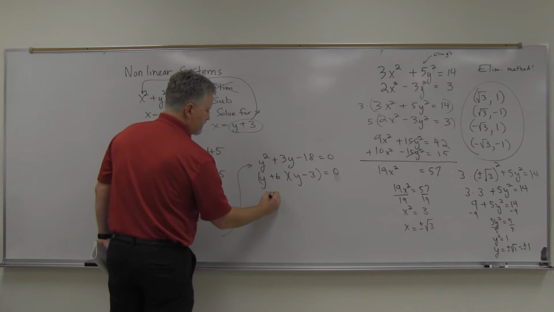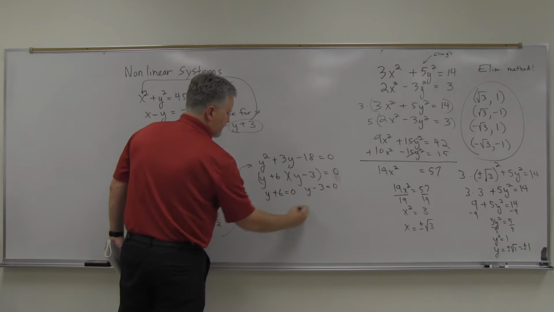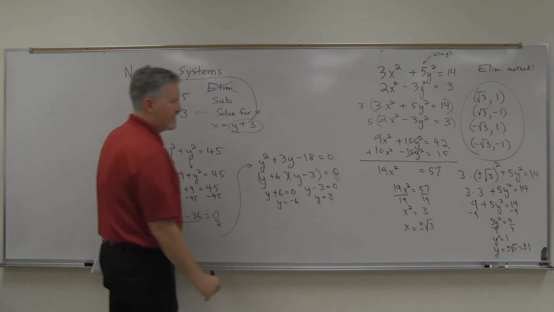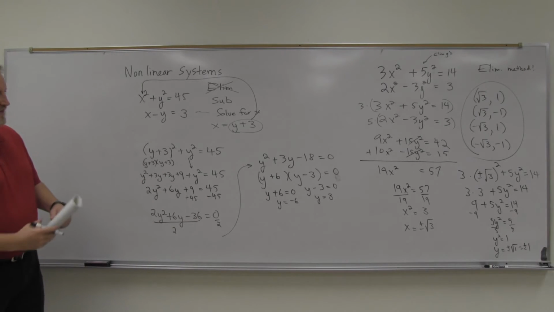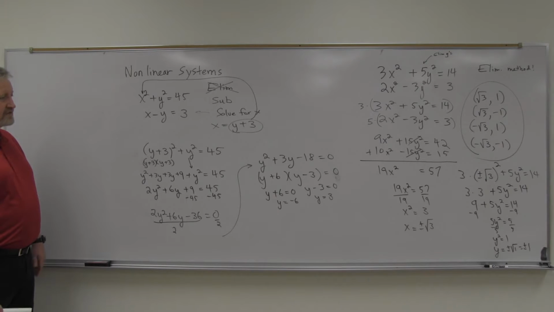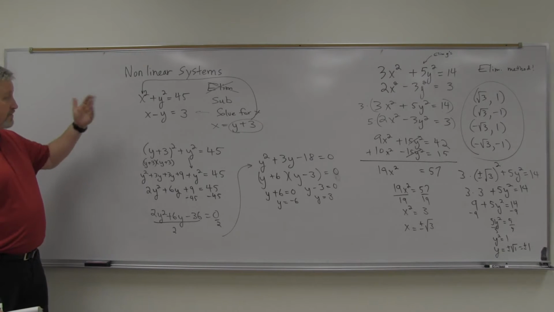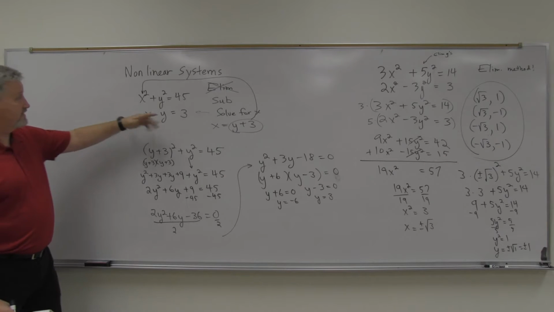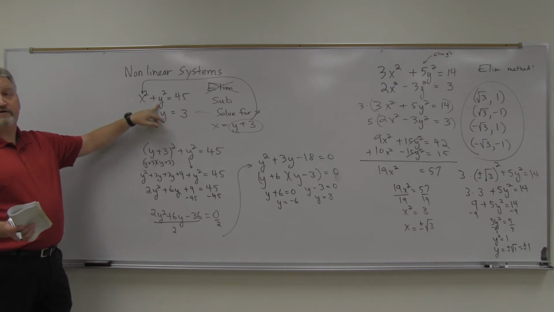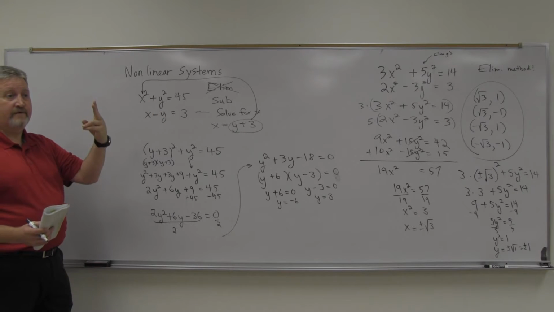So that's y plus 6 equals 0, y minus 3 equals 0. So that's y equals negative 6 and y equals 3. But again, that's only half of the answers. I still need the x, and the point to be made here is, if I plug in y to be 3, how many x's do I get? I would get 2, wouldn't I?